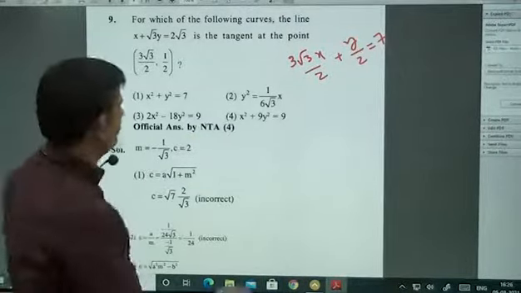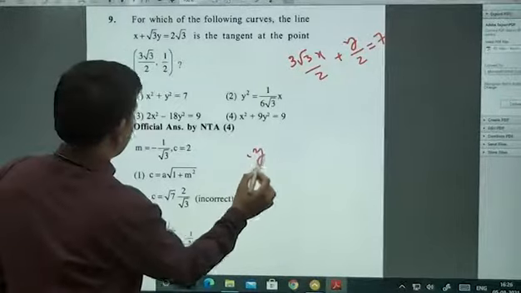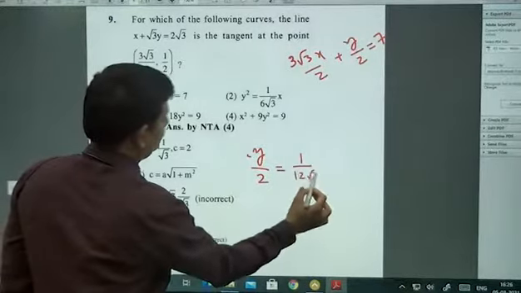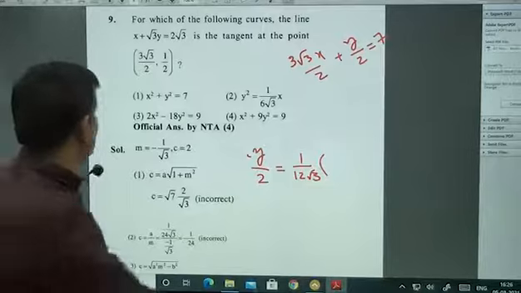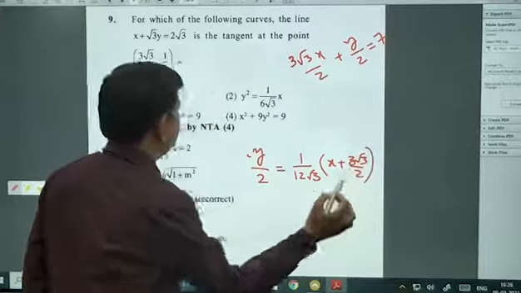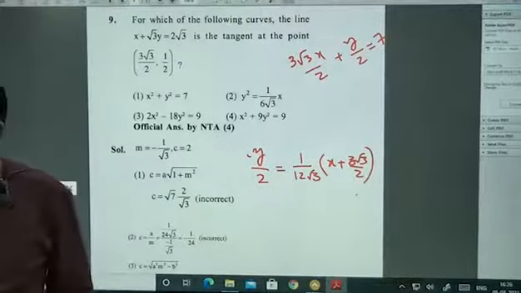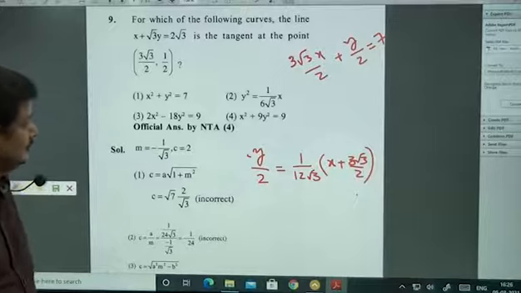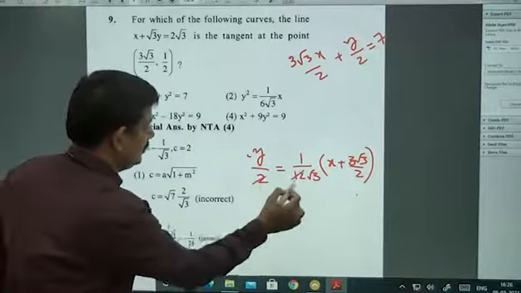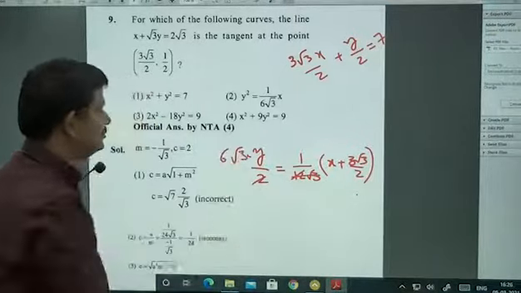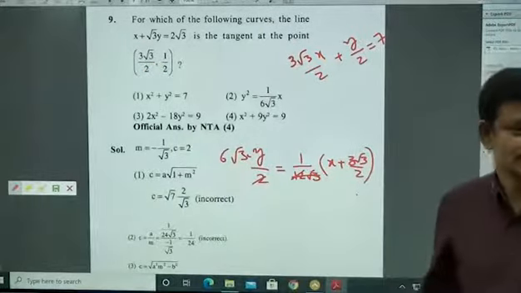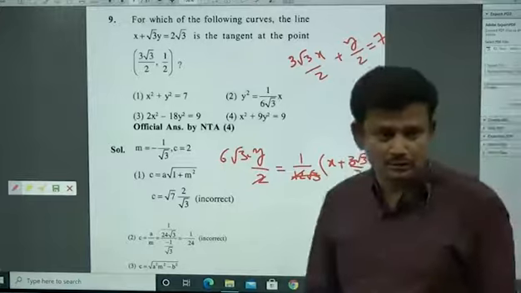So what is the tangent equation here? Y by 2 is equal to 1 by 12 root 3 into x plus x1, x plus 3 root 3 by 2. Okay. So are they looking the same? This is 6 root 3 by x. 6 root 3 y is not there with x, it is root 3 y. Yes or no? So this is also ruled out.